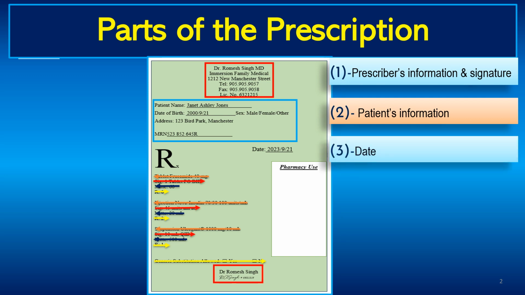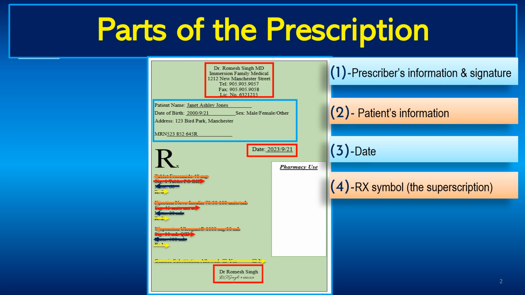The third component that must be present in the prescription is a date, and this is very critical. Date here refers to the date that the prescription was written. In this case, it was written on the 21st of September 2023.